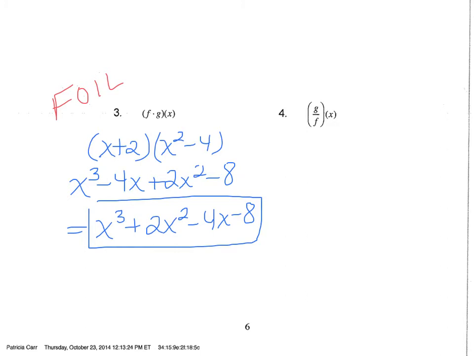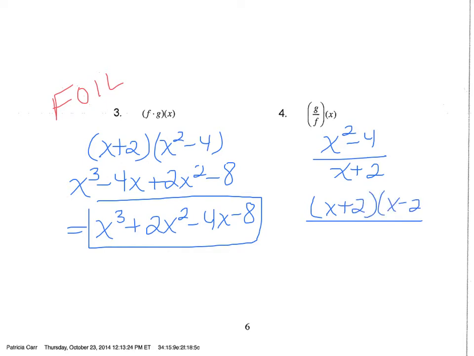All right, let's take a look at number 4. They want me to take g of x and divide it by f of x. So g of x is x squared minus 4, and f of x is x plus 2. Well, let's see. Oh, I can factor the top. It's x plus 2 times x minus 2. I can't do anything to the denominator, but I can cancel an x plus 2 for an x plus 2. So my final answer comes out to be x minus 2. So the division of g of x divided by f of x is x minus 2.